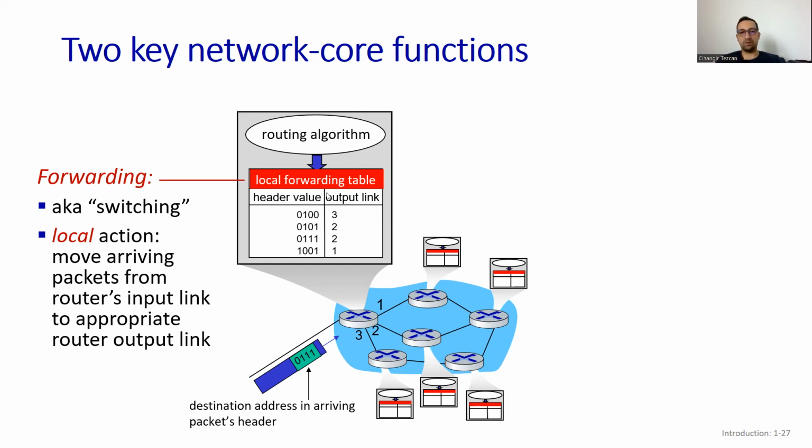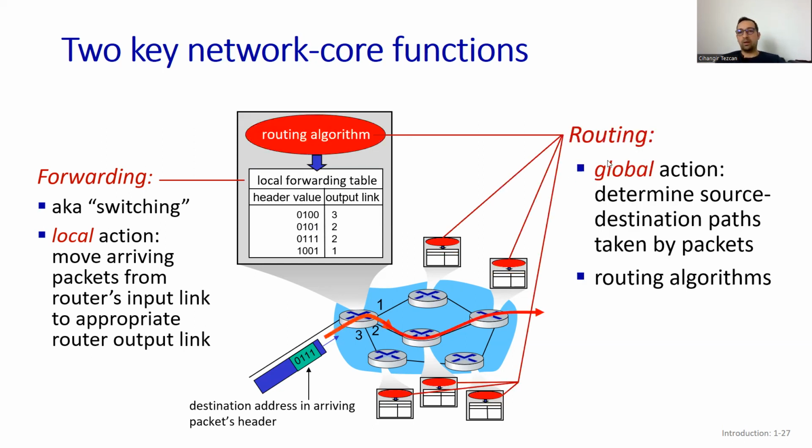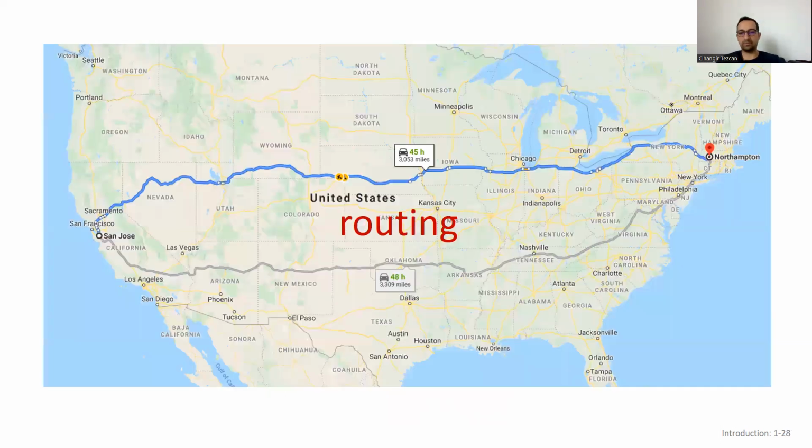This is what the forwarding table is used for. The global action is as follows: determine the source-destination paths taken by packets, done by the routing algorithms. We determine where each source and destination is.